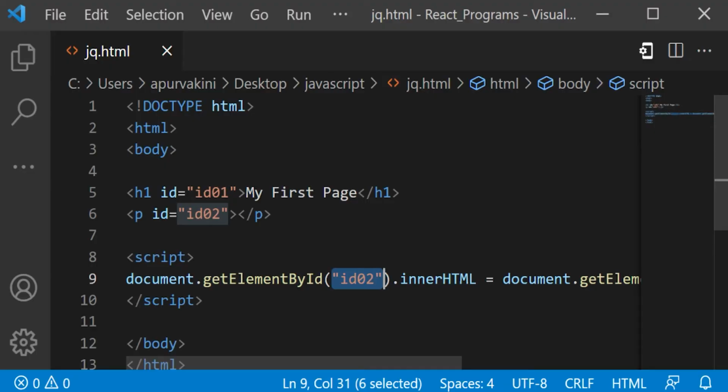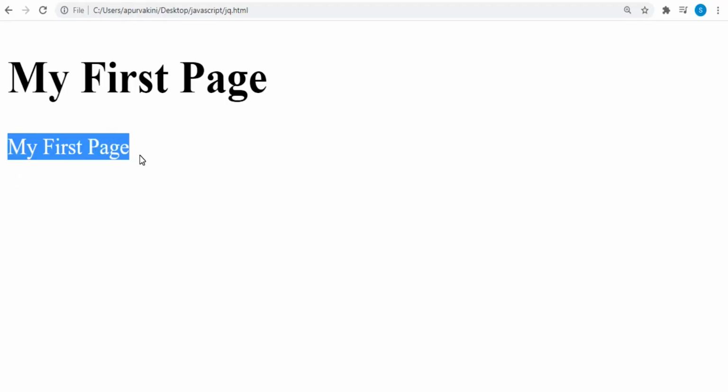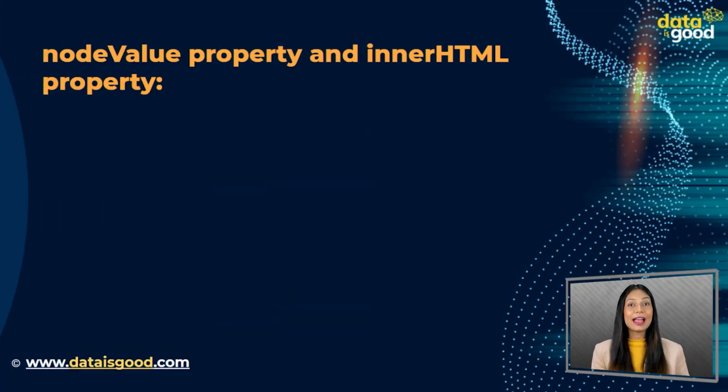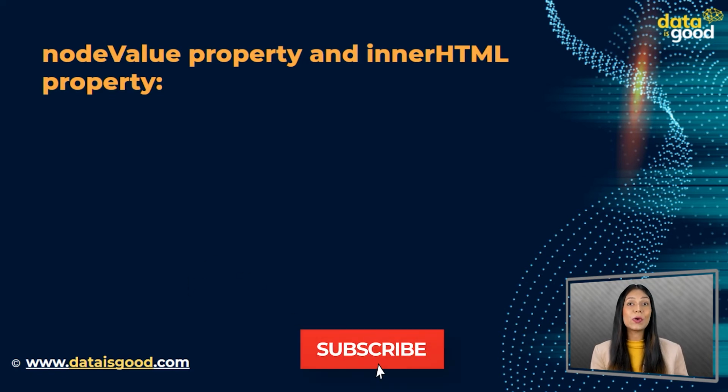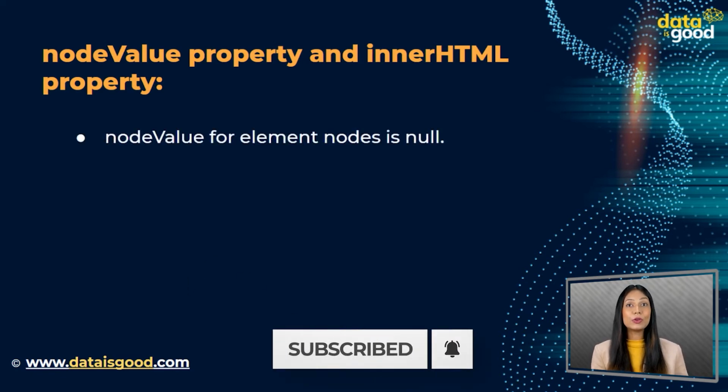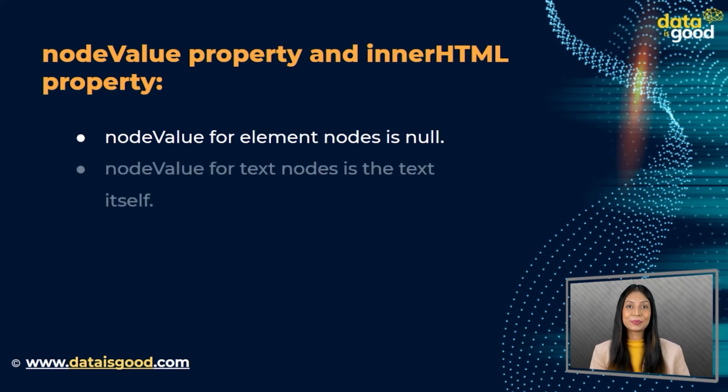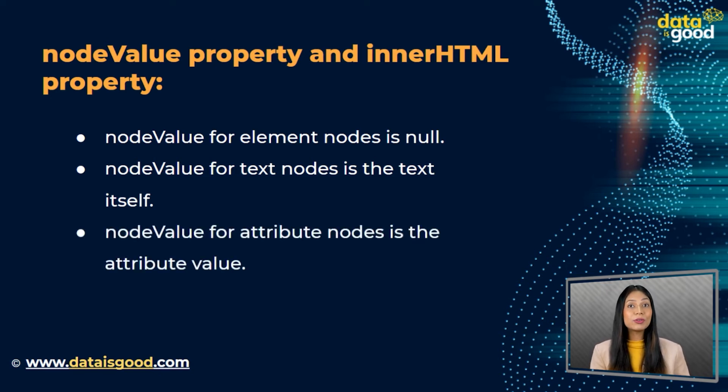Let us see the output. Brilliant! So the value has been assigned successfully using InnerHTML. Accessing the InnerHTML property is the same as accessing the node value of the first child. The node value property specifies the value of a node. Node value for element nodes is null. Node value for text nodes is the text itself. Node value for attribute nodes is the attribute value.